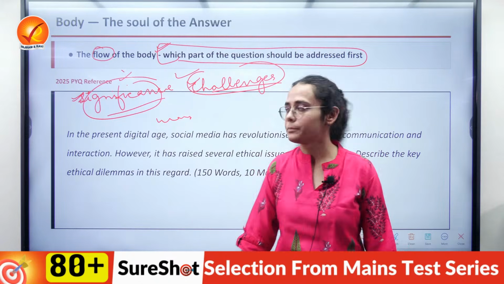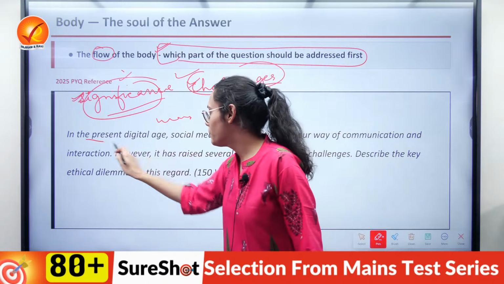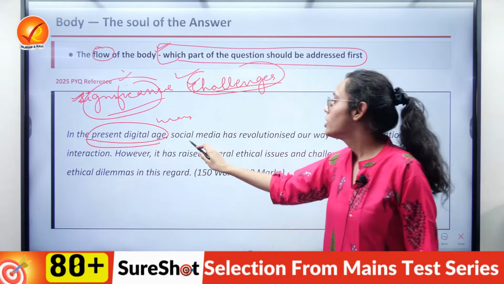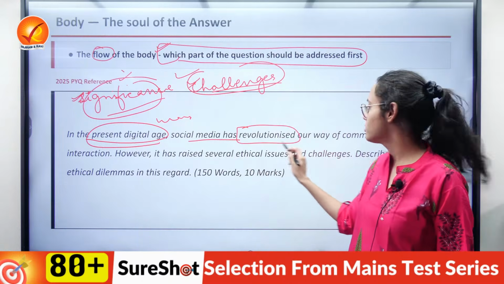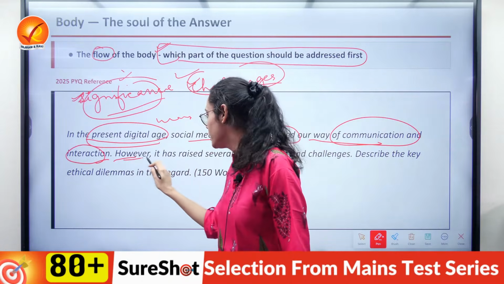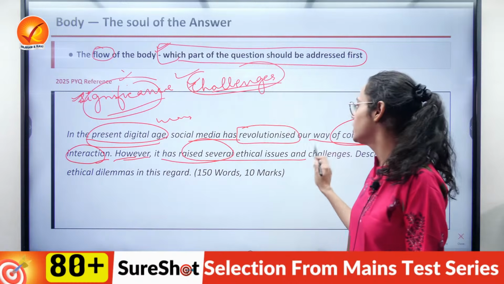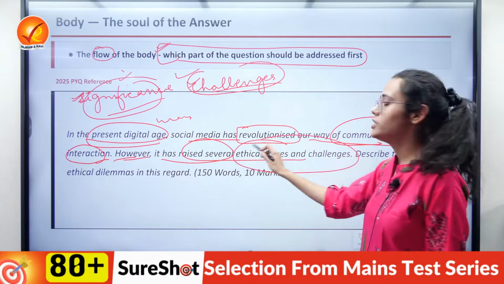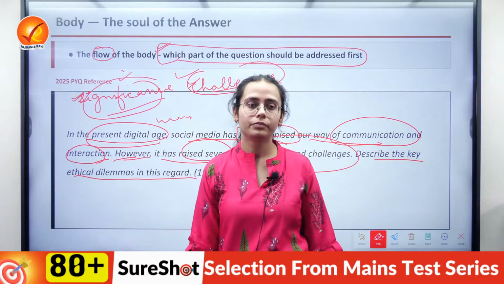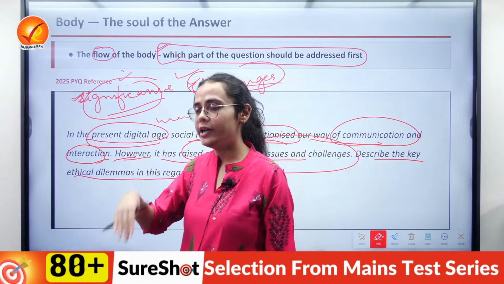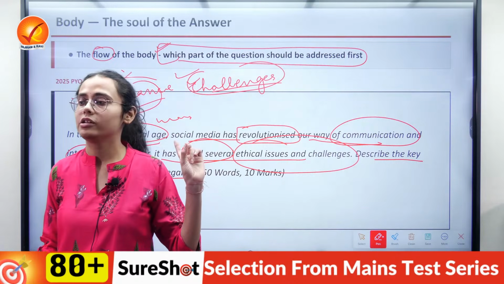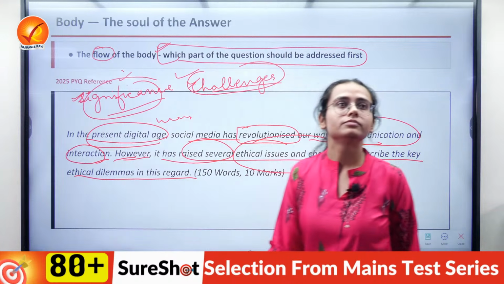Okay. Now the question is, in the present digital age, again it is a 2025 PYQ, social media has revolutionized our way of communication and interaction. However, it has raised several ethical issues and challenges. Describe the key ethical dilemma in this regard. Now tell me the headings and in what order you will be giving those headings. Tell me.